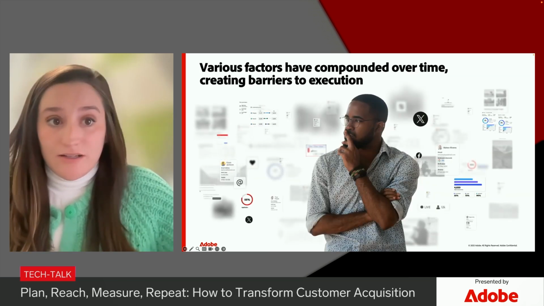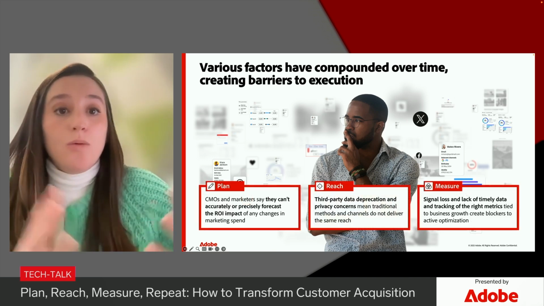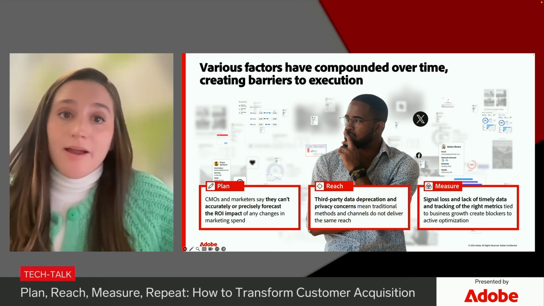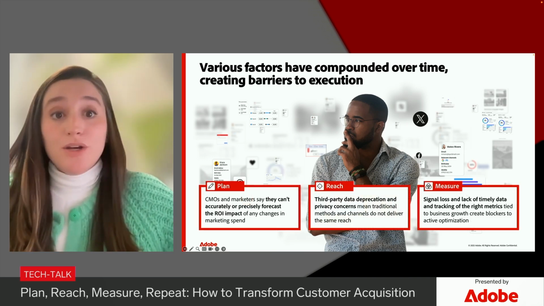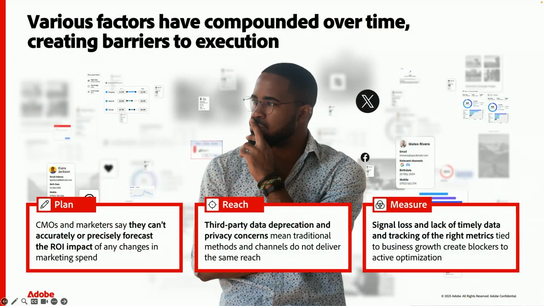So where does that leave us? Essentially, there's been a whole bunch of factors that have compounded over time. Nothing that I'm sharing with you is probably new information or a new feeling that you all haven't experienced in some capacity at your brands, because over time, so many of these things have compounded, creating some barriers to execute in the ideal way. From a planning sense, CMOs and marketers say that they can't accurately or precisely forecast ROI.